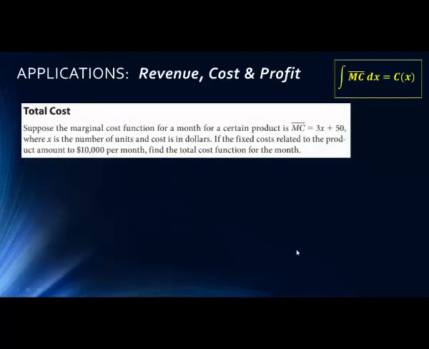So let's try this. Suppose the marginal cost function for a month for a certain product is equal to 3x + 50, where x is the number of units and cost is in dollars. If the fixed costs related to the product amount to $10,000 per month, find the total cost function for the month. We just said that if we take the integral of the marginal, we get the original function. So let's integrate the marginal cost function to find the original.